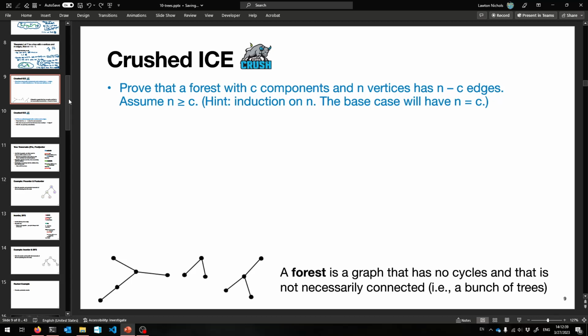And the inductive step will be n is bigger than C. So it's going to be induction on n. Prove that a forest with C different components and n vertices has n minus C edges. It will go very similar to the last proof. You chop off an edge or something. So think about that.